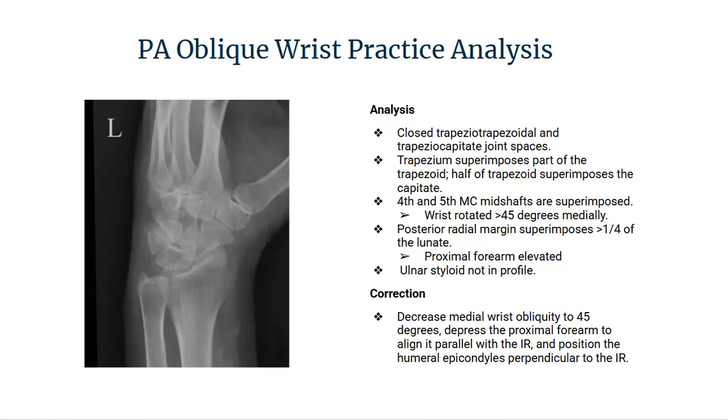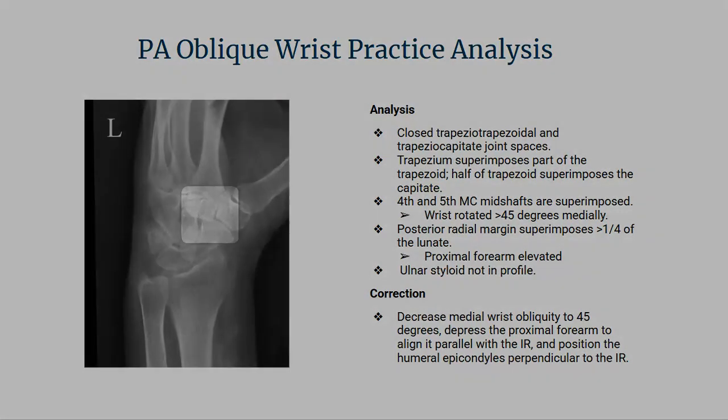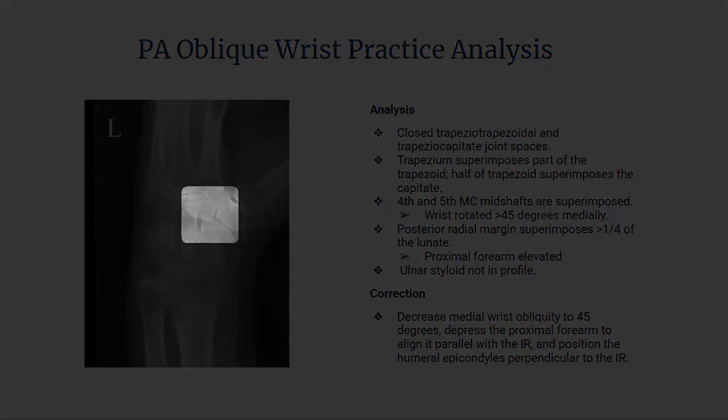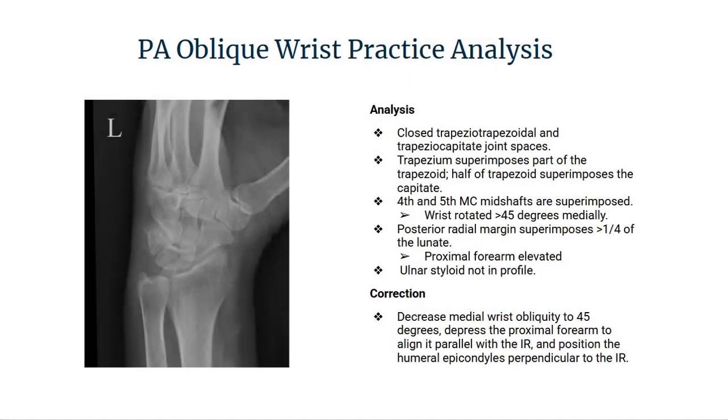Next, we wanted to determine, are we adequately visualizing the anatomic structures for this projection? So let's take a look at what we see. Here in this projection, the trapezio-trapezoidal and trapezio-capitate joint spaces are both closed. That is a sign that the wrist is over-rotated medially beyond the ideal 45 degrees. You also can see here that the trapezium is overlapping part of the trapezoid, and about half of the trapezoid is superimposing the capitate.